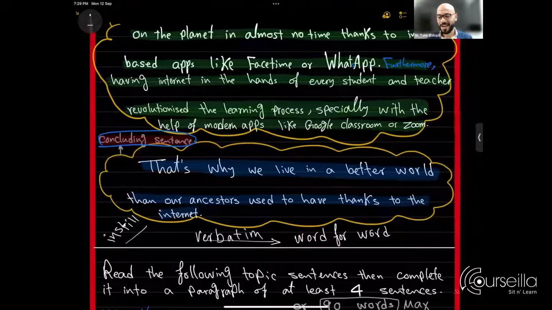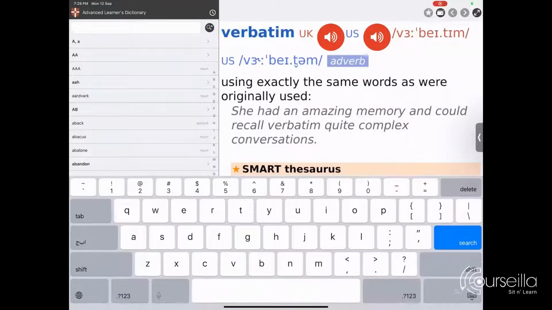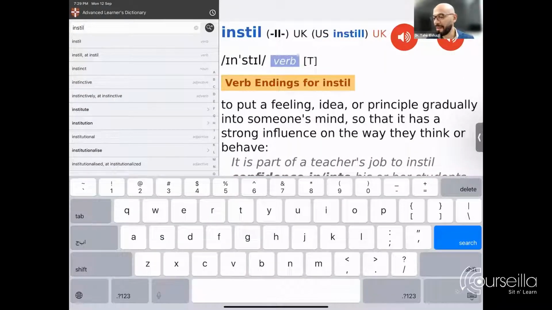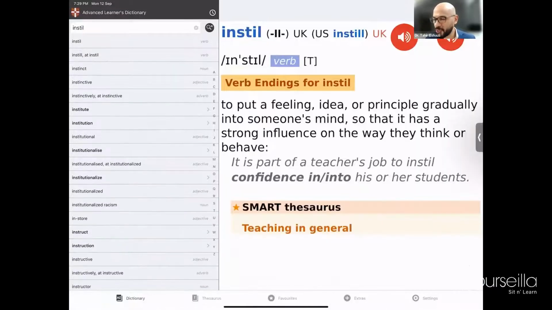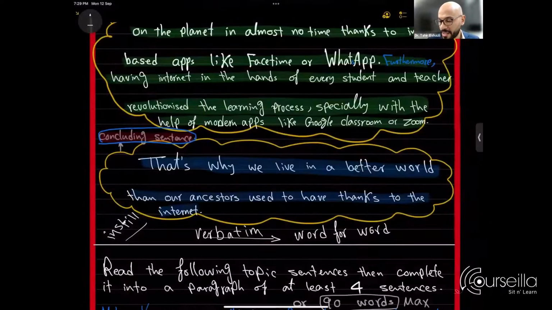Instill. I-N-S-T-I-L-L. I'm not sure if it's one L or two. Like a place in the mind. It's one L. What does instill mean? To gradually add feelings or ideas, or to brainwash somebody. Very close to brainwashing. Instill: to put a feeling, an idea or principle gradually into someone's mind.